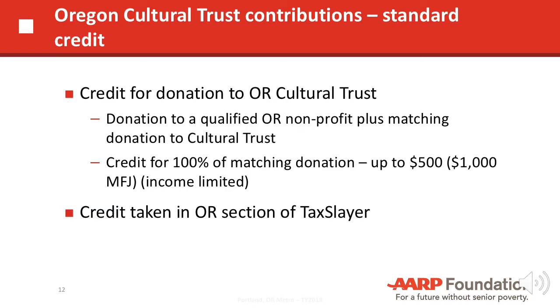Another example of a taxpayer being able to effectively pay themselves back is on the Oregon Cultural Trust contribution. If the taxpayers made a donation to a qualified Oregon nonprofit and a donation to the Cultural Trust, they can take a credit for the portion of the donation they made to the Cultural Trust of up to 100%. This is much less common than the political contribution credit, but since it's dollar for dollar, it's certainly worth asking.